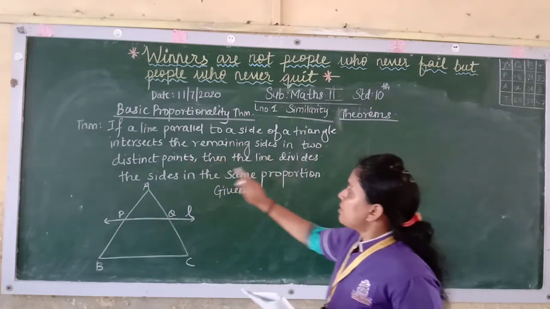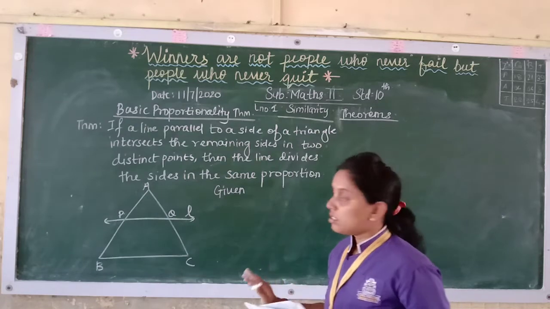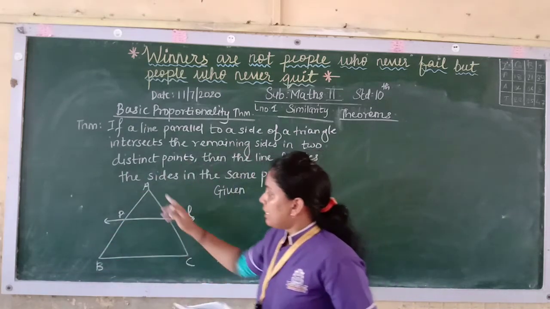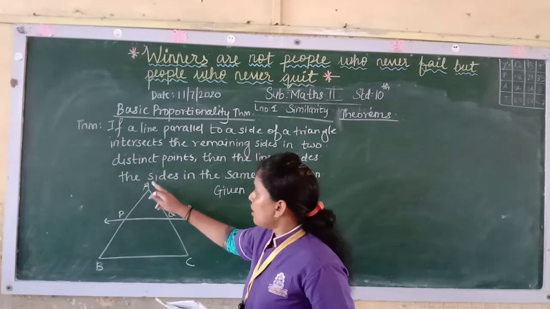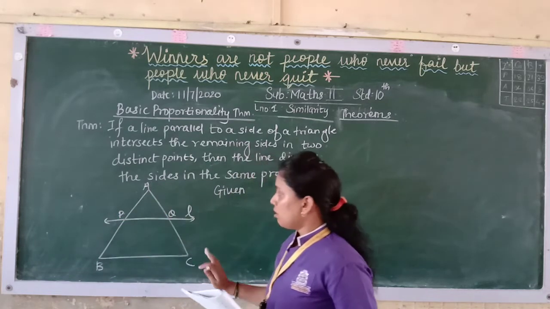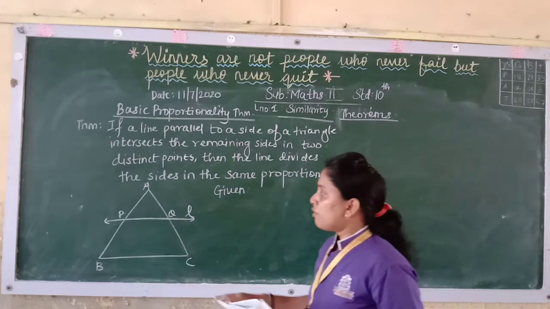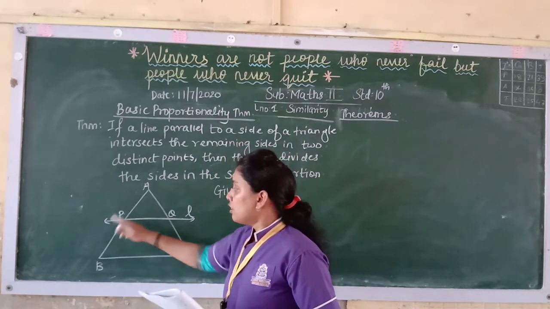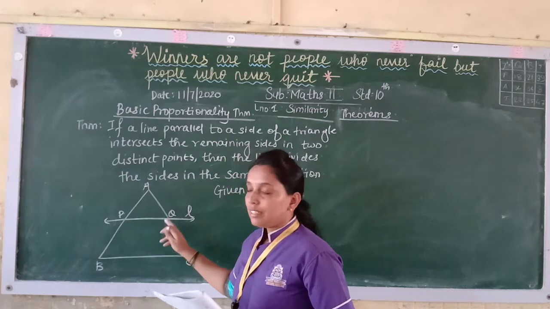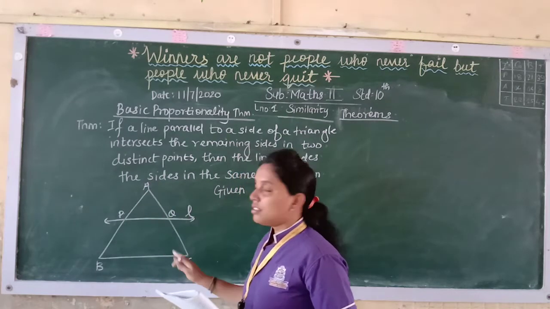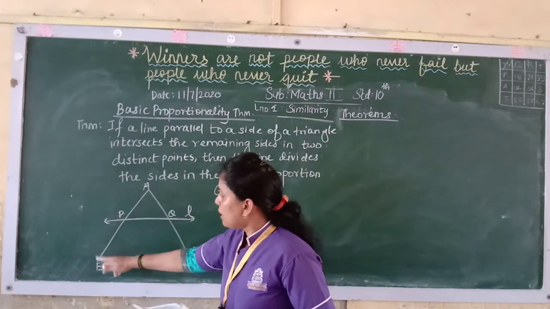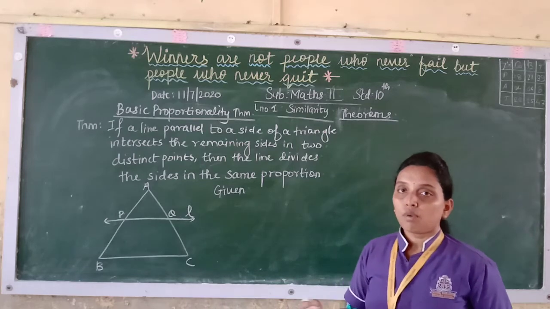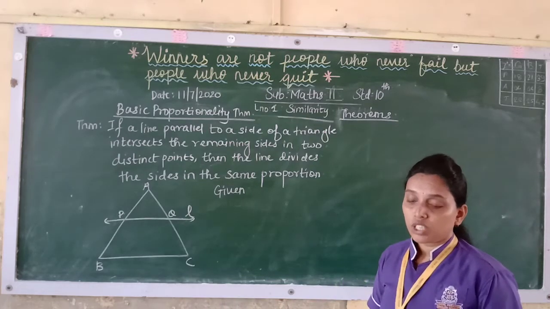Then the line divides the sides in the same proportion. That is AP upon PB will be equal to AQ upon QC. So always remember, if a line is parallel to the third side of the triangle and that line intersects the other two sides at two points, then that line will divide the sides in proportion. That is AP upon PB will be equal to AQ upon QC. So this is what we want to prove, and that is the basic proportionality theorem.